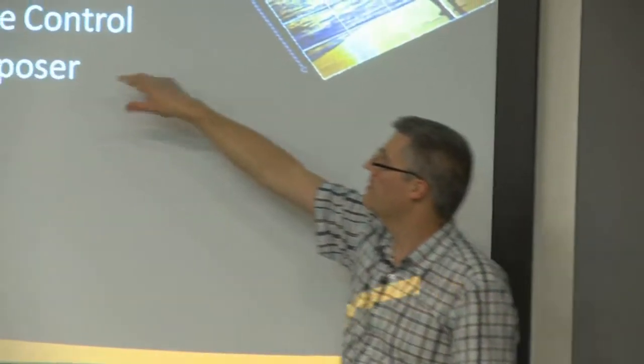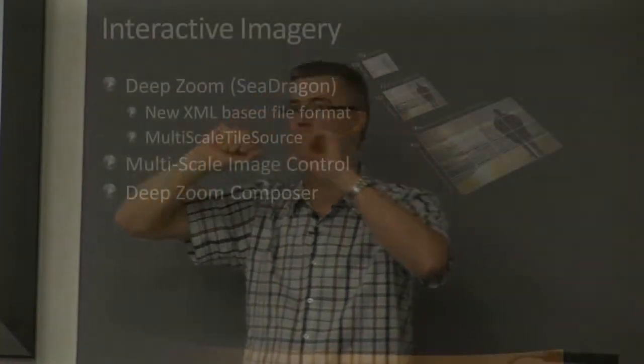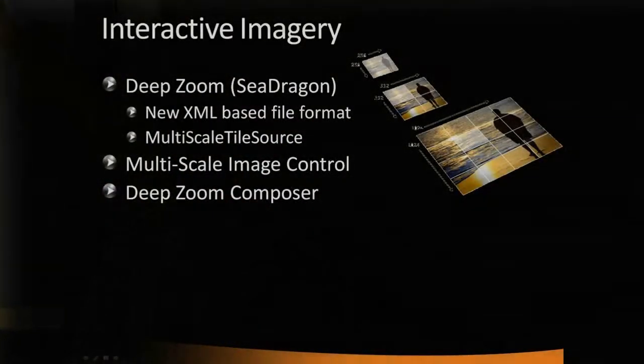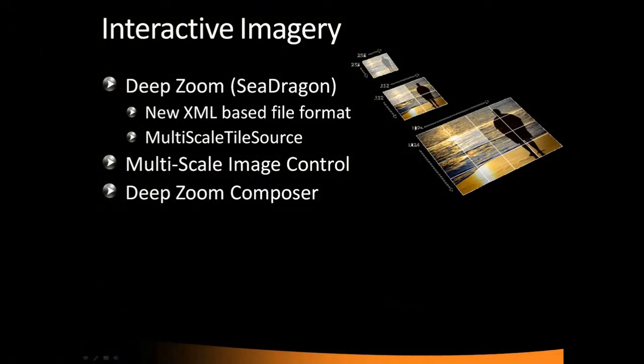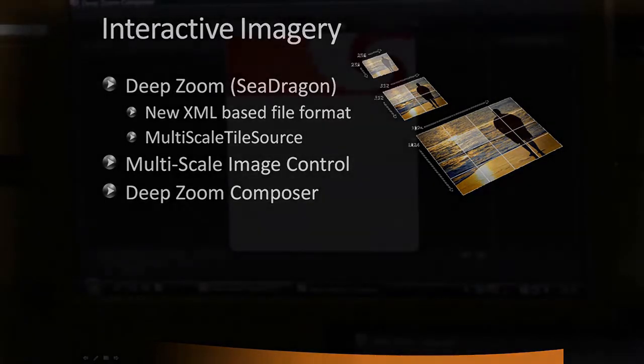So I'll show you in action in a second, but essentially Deep Zoom in Silverlight is implemented by the multi-scale image control. That's the control you put in your Silverlight application in order to render Deep Zoom imagery, and you do the pre-rendering up front with something called Deep Zoom Composer. Let's just fire up Deep Zoom Composer, but I won't have time to go through the whole rendering process. Not that it's long-winded for one or two images, but it can be a little bit time-consuming.